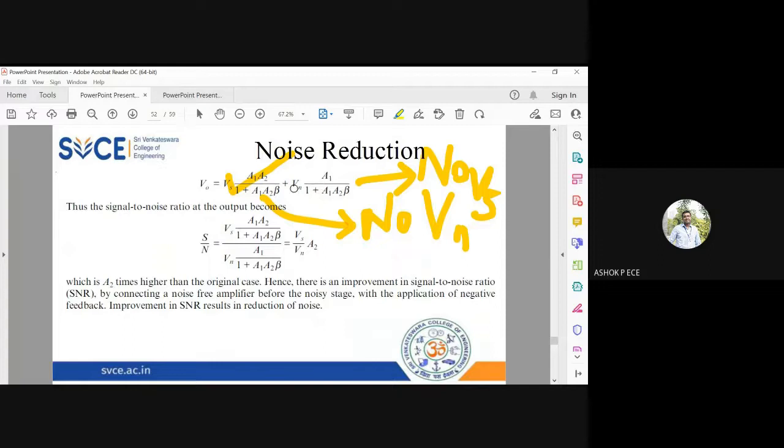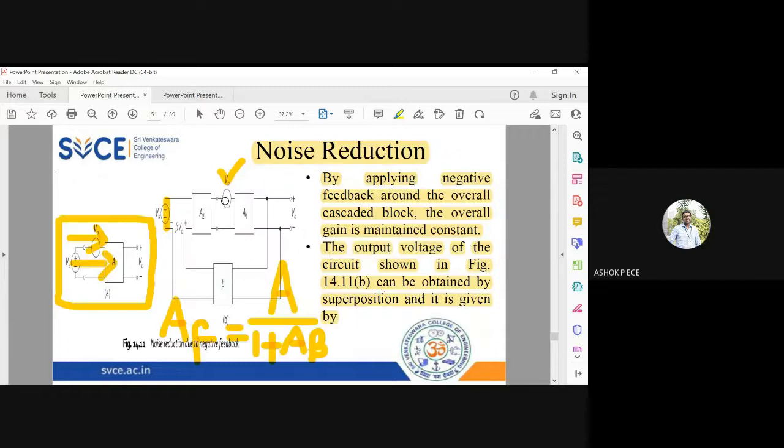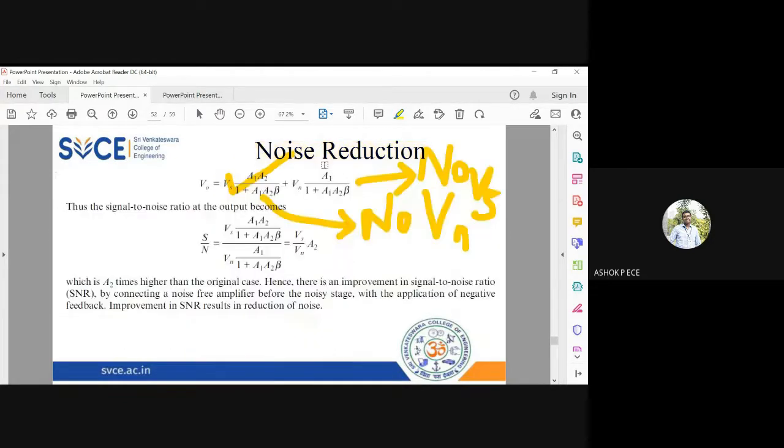So the overall gain will be Vn into A1 by 1 plus A1 A2 into beta. See, this noise will not be multiplied by A2, because A2 is free from noise. For A2, there is no noise source. Only A1 is going to amplify your Vn. So this output will be A1 by 1 plus A1 A2 beta into Vn.